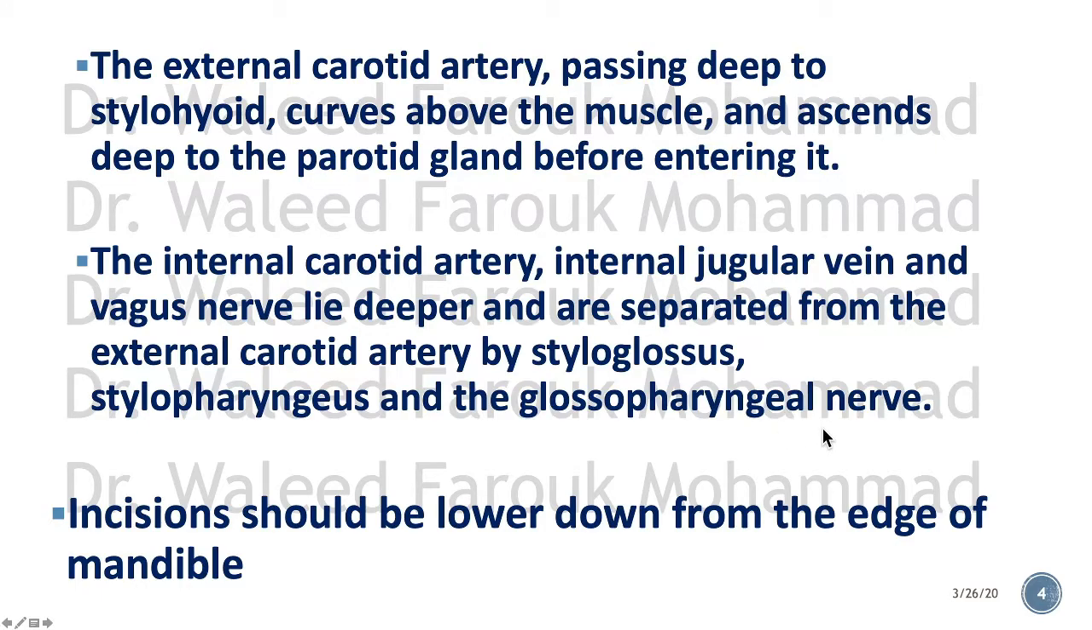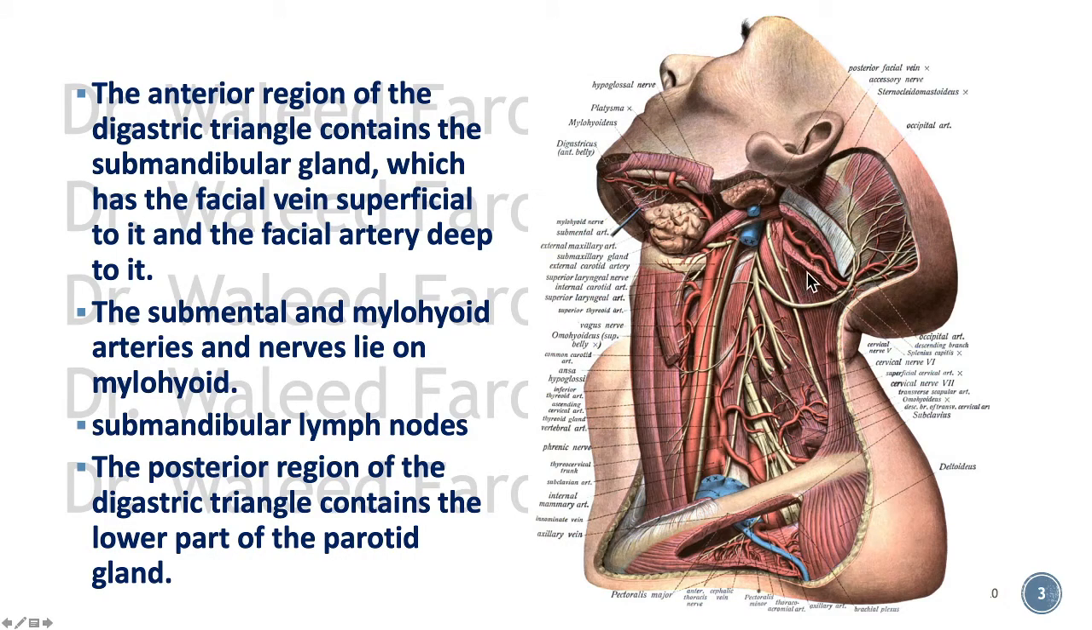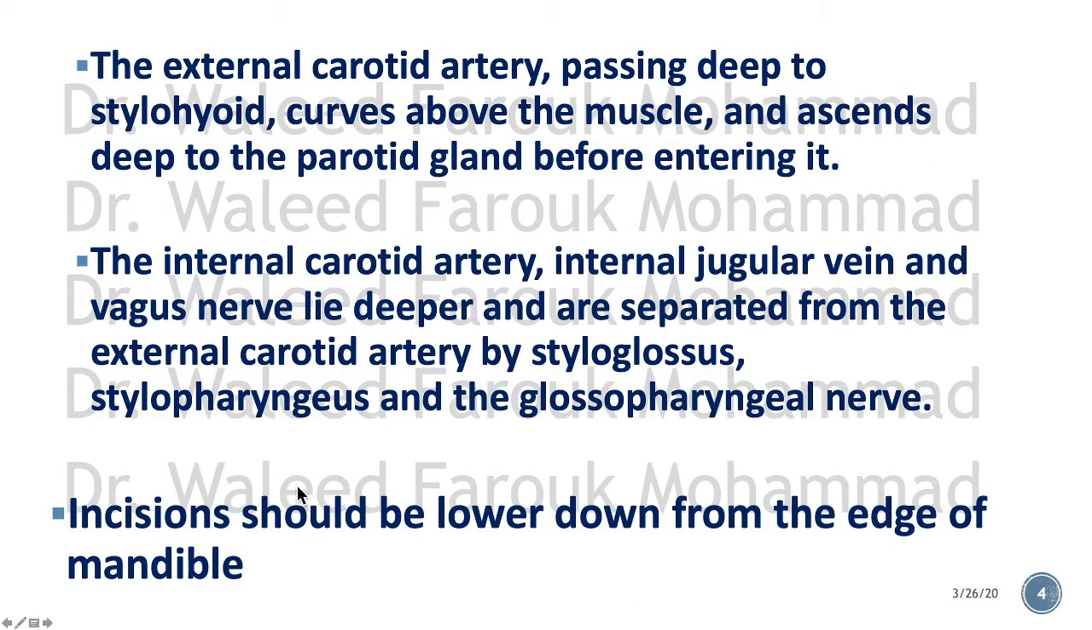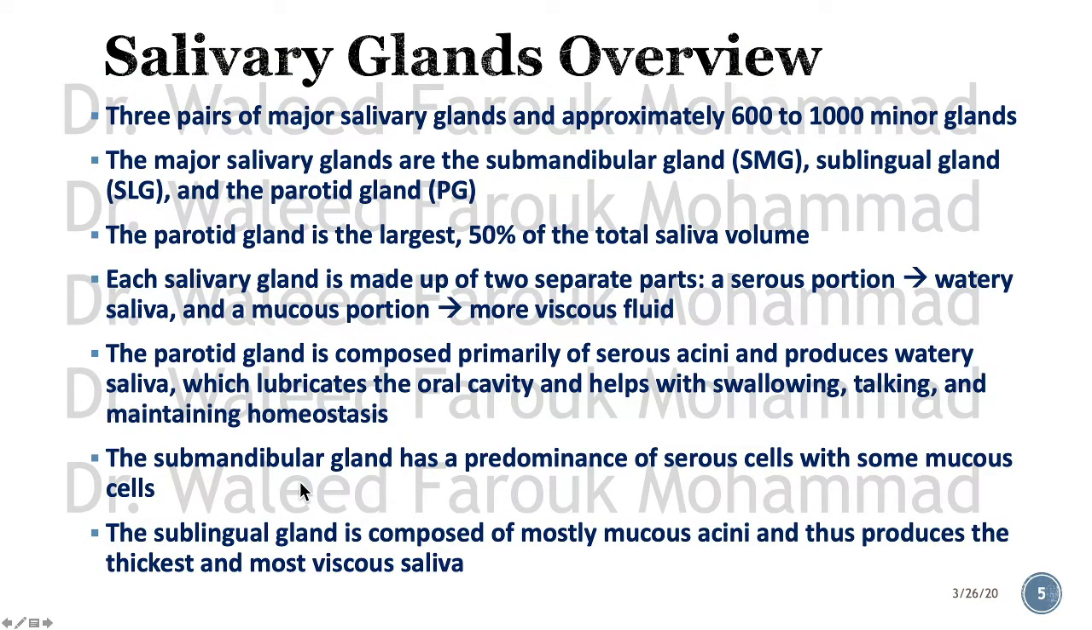Now, in this region, when you want to operate, please, the incision should be lower down from the edge of the mandible. Why? Because you will cut the cervical branch of the facial. The cervical branch of the facial runs parallel to the inferior border of the mandible to supply the platysma. So if you operate on this region and you made an incision high up, you will cut this nerve, so you will paralyze the platysma on that side. This to keep in mind.